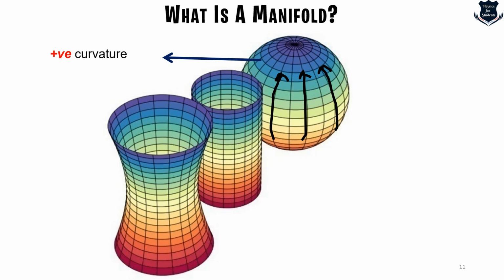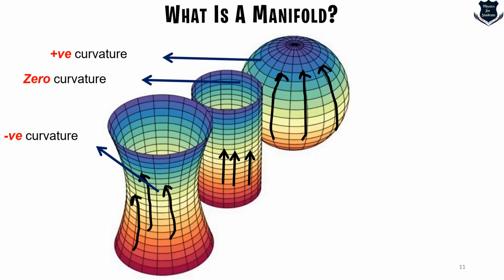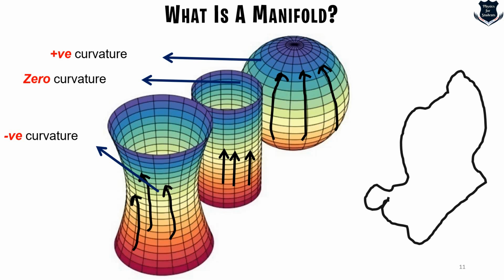This is something which is flat, that means the lines are parallel. It has zero curvature. And this one, as you see, they are diverging, so they are called negative curvature. So what do I mean by that? All these curvatures and the geodesics, technically called geodesics, are the lines that we have taken.